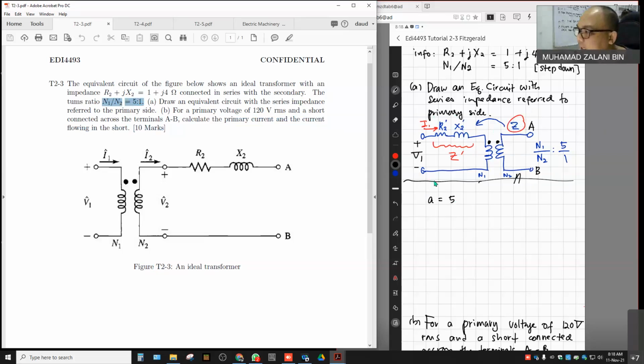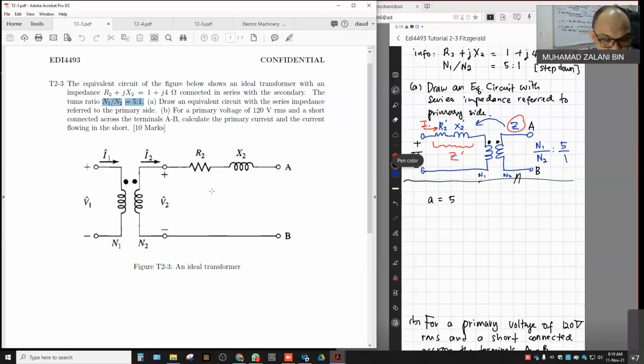So maknanya sebelah high voltage semua values lebih besar sebanyak 5 kali ganda. Kecuali current, current dia terbalik kan. For the ideal transformer equivalent circuit, the rule is voltage primary to voltage secondary equals number of turns primary to number of turns secondary equals current at the secondary divided by current at the primary.